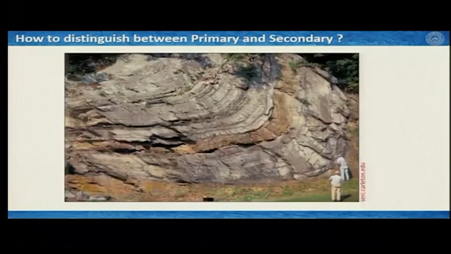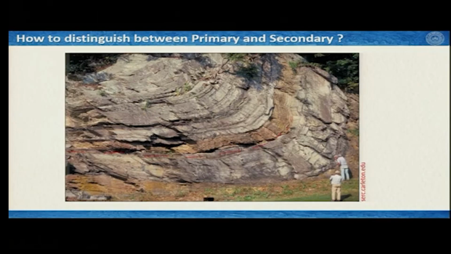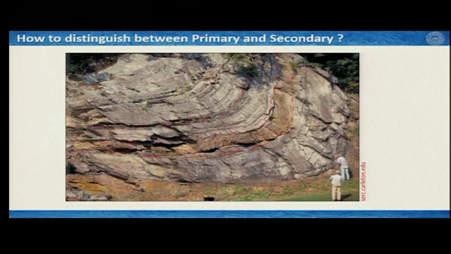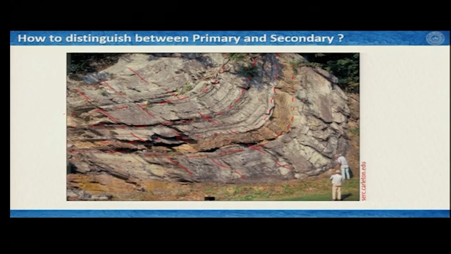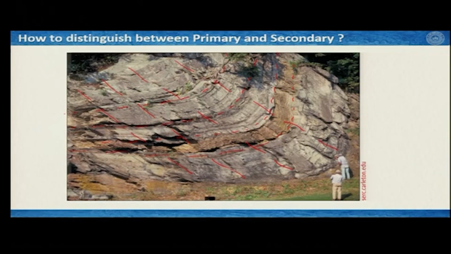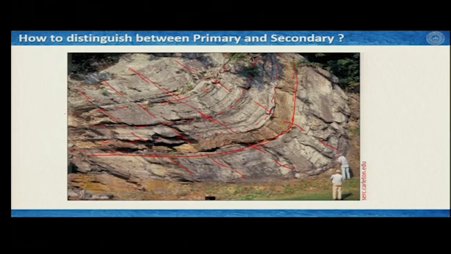I have 2 more for you. This is another one. Again I define the 2 planes for you. One, as you can see here, is a curved plane; this foliation plane is curvy, and then you have another fabric, another foliation which goes like this in the system. You try to identify which is what, whether this curved line is primary or secondary, or whether these straight lines are primary or secondary.